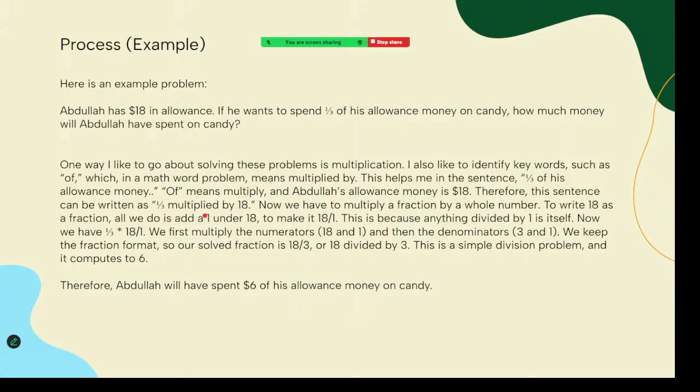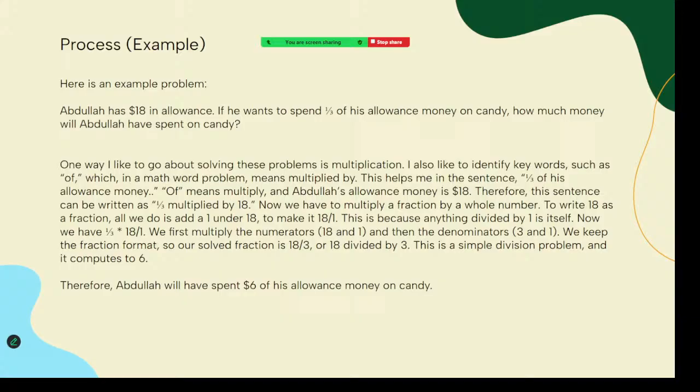Now, we have to multiply a fraction by a whole number. To write 18 as a fraction, all we do is add a 1 under 18 to make it 18 divided by 1. This is because anything divided by 1 is itself. Now we have 1/3 times 18 divided by 1.